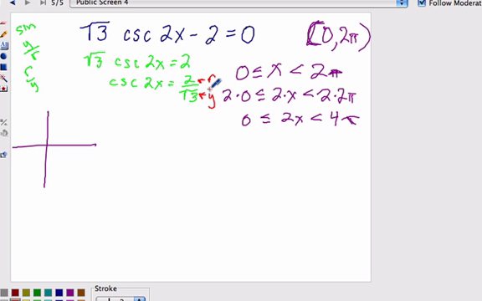So my y value is positive. So I need to think, where are my y values positive in these 4 quadrants? Well, y's are positive when you're going up, so I'm looking at quadrant 1 and quadrant 2. So I'm going to draw reference triangles there.